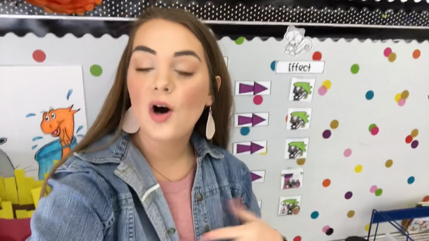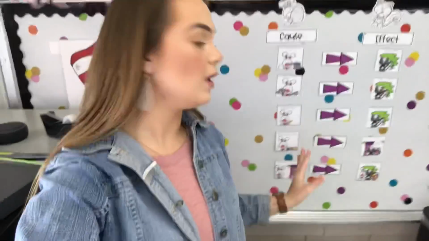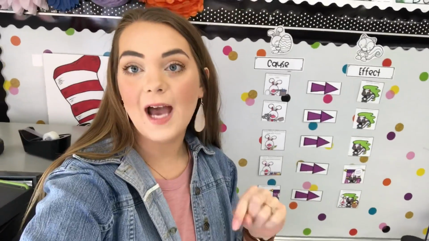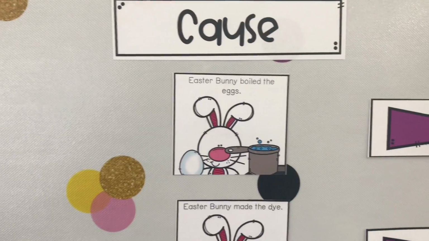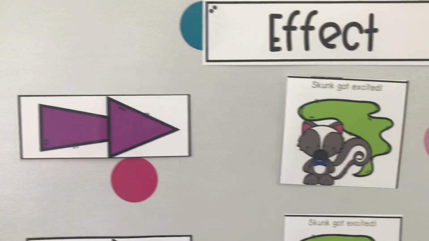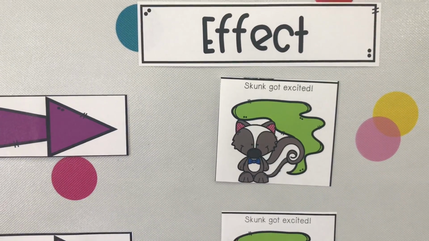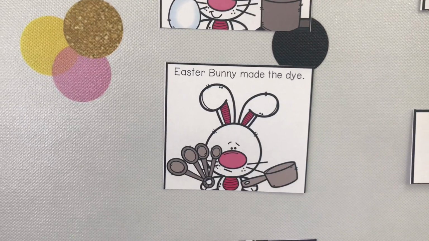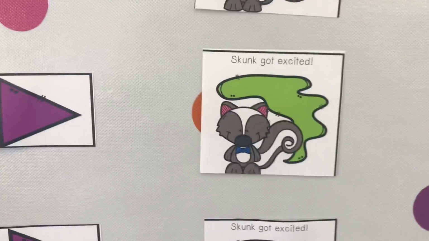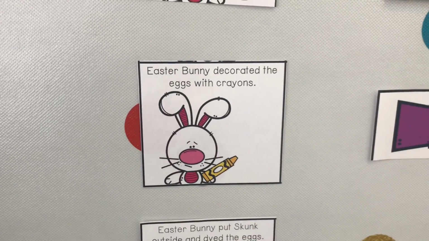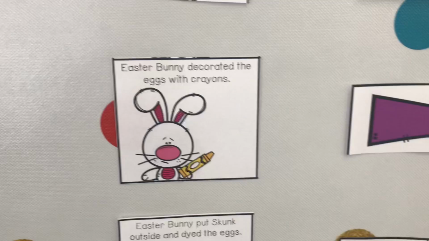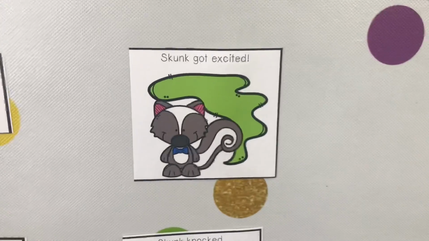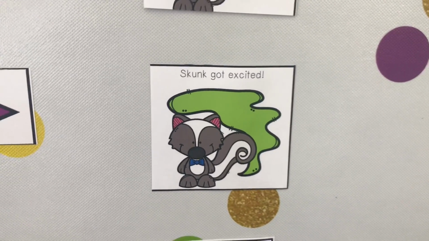Alright, I'm going to show you the cause and effects that we put on the board up close so you can check your work at home. I'll flip it around for you. Okay, so here we go. Our first cause, Easter Bunny boils the egg. And our effect is a skunk, he got excited. Moving down to the next one, the Easter Bunny makes the dye. That's our second cause. The effect again, skunk gets excited. Moving back down to the third one, the Easter Bunny decorates the eggs with some crayons. And the effect is, once again, skunk gets excited and he sprays.